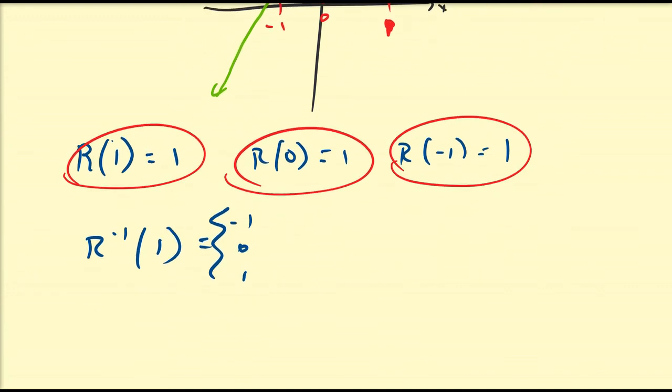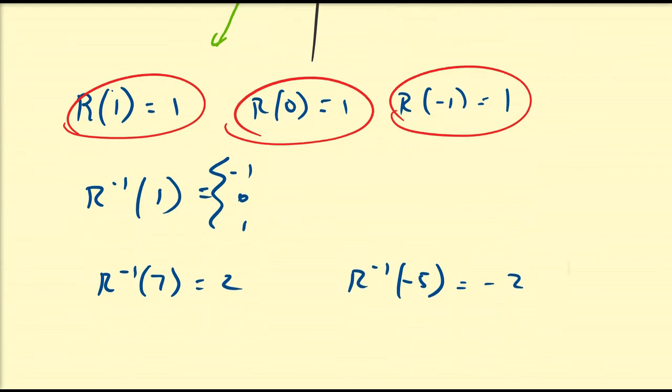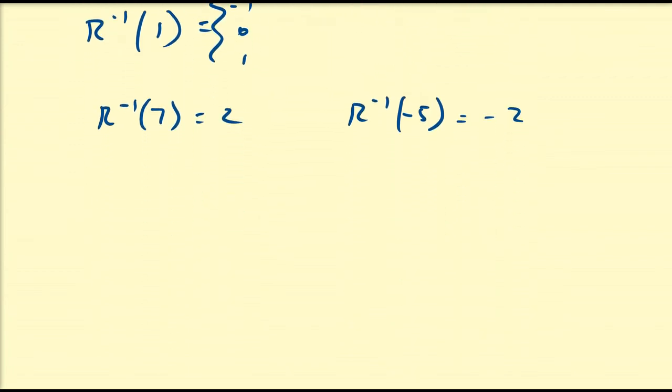Right? Now, what if I say, okay, what is our inverse of 7? And what is our inverse of minus 5? You can take a moment and see if you can figure out what these values should be. If you take a moment, you should be able to verify that our inverse of 7 is going to be equal to 2, and our inverse of minus 5 is going to be equal to minus 2 only, right? And we're not talking about branches yet. We haven't chosen any principal or secondary branches.